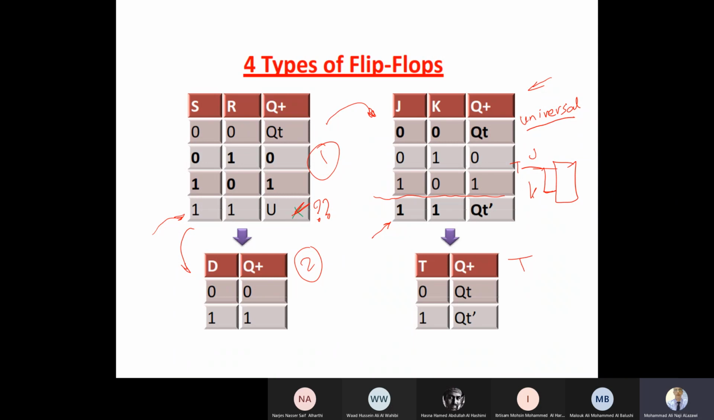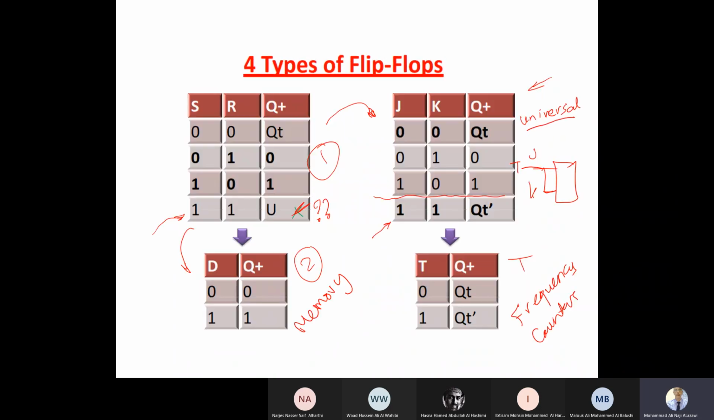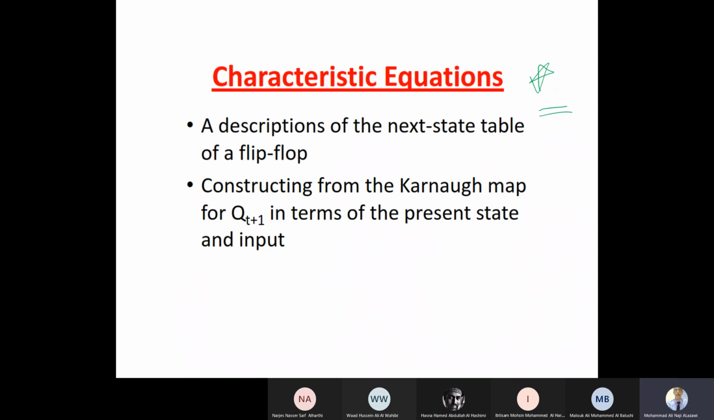Of course, each one can be used for something. This can be used for memory, and this can be used for frequency division and counters. Now let's see how to use them. Before that, we need to discuss the characteristic equations. The characteristic equation describes the next state, a description of the next state table of the flip-flop.